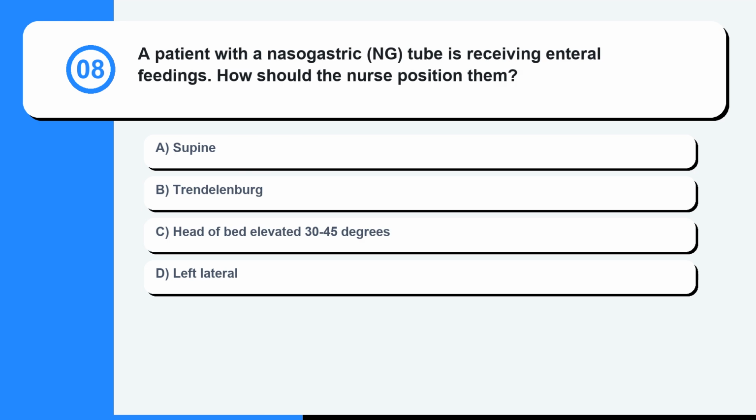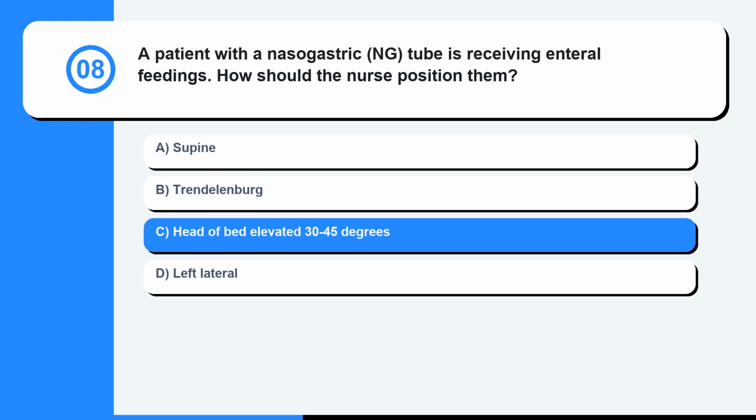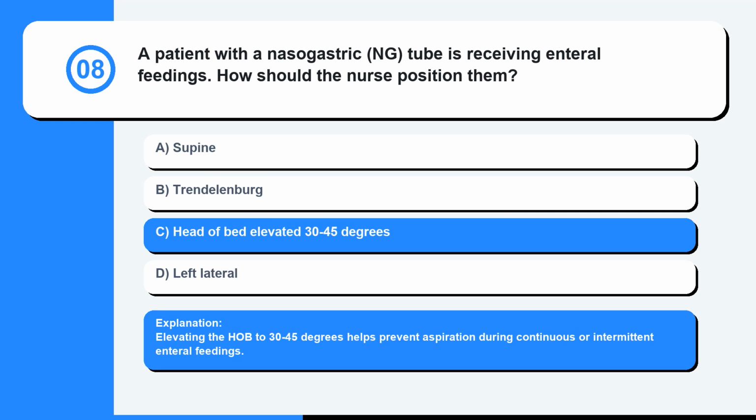Question 8. A patient with a nasogastric (NG) tube is receiving enteral feedings. How should the nurse position them? A. Supine. B. Trendelenburg. C. Head of bed elevated 30 to 45 degrees. Or D. Left lateral. The correct answer is C. Head of bed elevated 30 to 45 degrees. Elevating the HOB to 30 to 45 degrees helps prevent aspiration during continuous or intermittent enteral feedings.